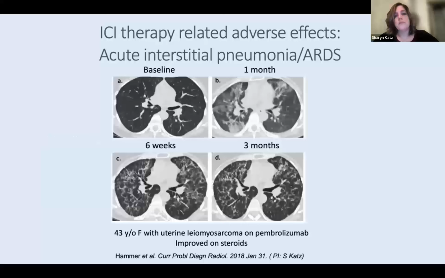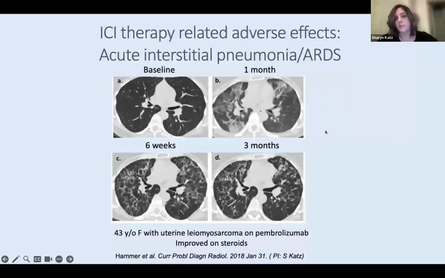And this is a much less common, but unfortunately pretty devastating pattern for ICI therapy-induced pneumonitis, which is this fulminant acute interstitial pneumonia progressing into ARDS. So this was a young woman in her 40s with metastatic leiomyosarcoma, started on immunotherapy, ICI therapy, and started off with these pretty robust ground glass opacities.